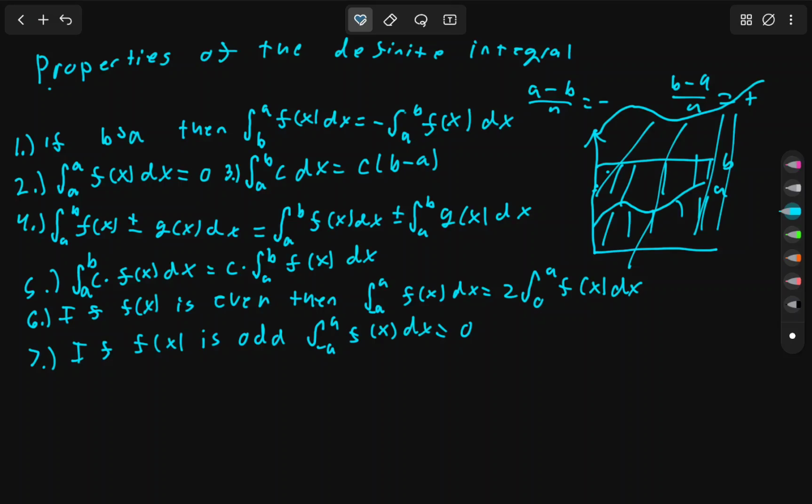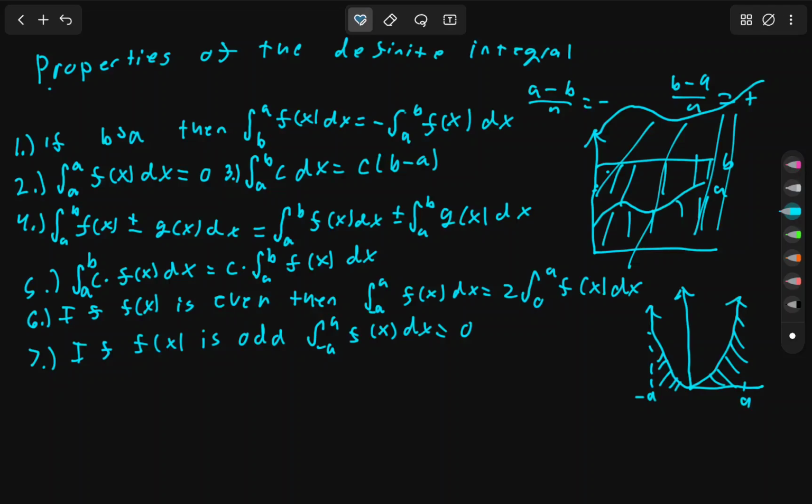So if f is even, then the integral from negative a to a of f of x dx is equal to 2 times the integral from 0 to a of f of x dx. Think of a parabola here, just a parent function parabola, and it opens upward. Well, no matter what way we slice it, if we call this negative a and this a, the area between the two is going to be the exact same. So we can just evaluate it from 0 to a of f of x and multiply that by 2.